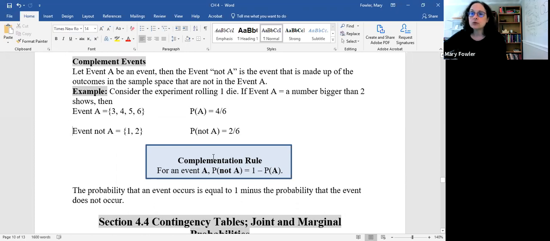So there's a rule where you can calculate the probability of the complement event. It's called the complementation rule. For any event A, the probability of not A is 1 minus the probability of A. So the probability that an event occurs is equal to 1 minus the probability that the event doesn't occur.